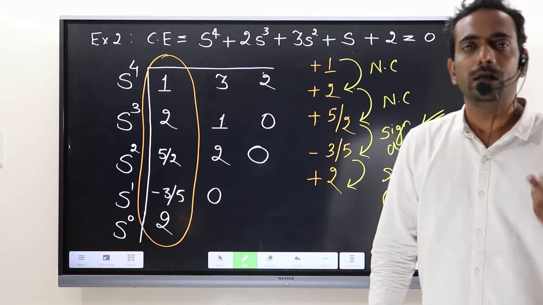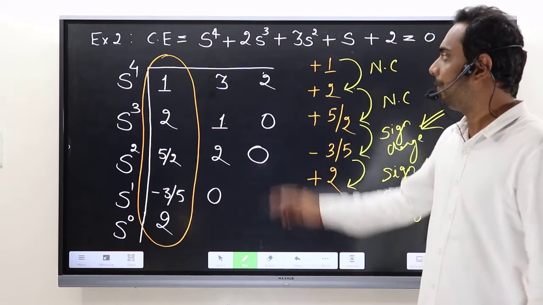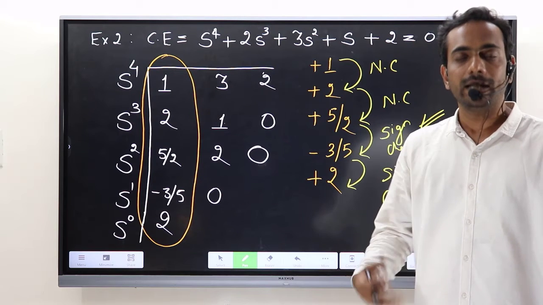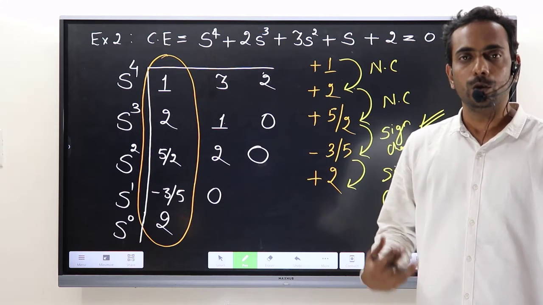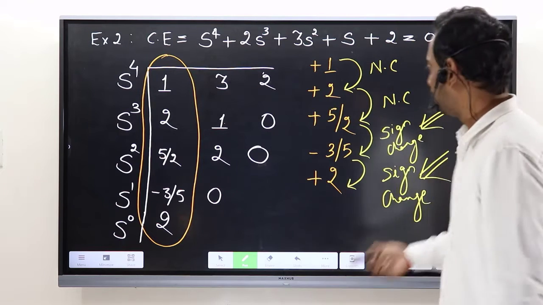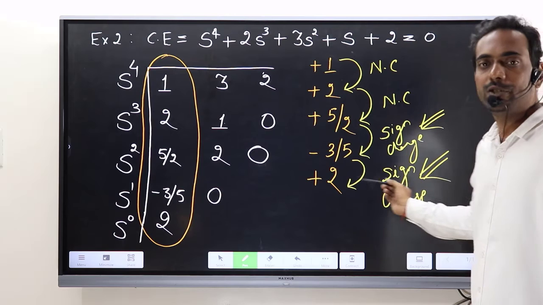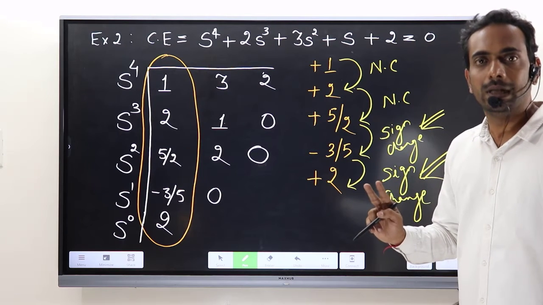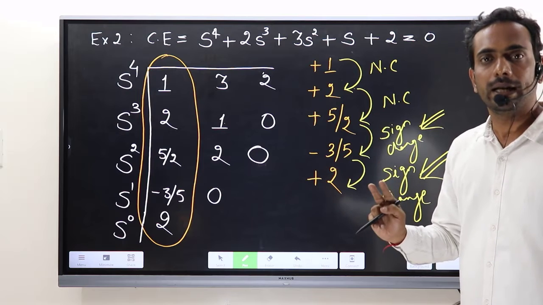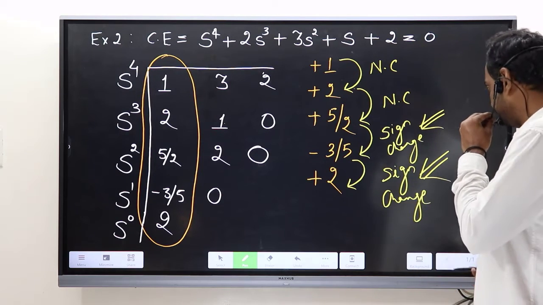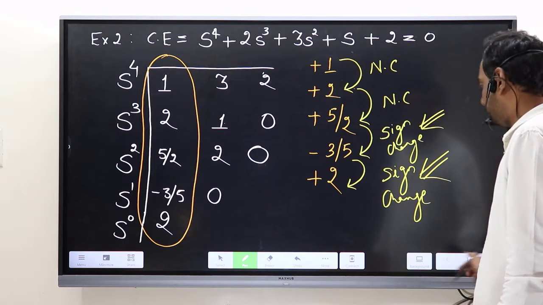So the total number of sign changes in the first column indicates that many roots are lying on the right hand side of the S plane. So here the sign changes 2 times, which means 2 poles lie on the right hand side of the S plane. So please write down this. So I will write here.